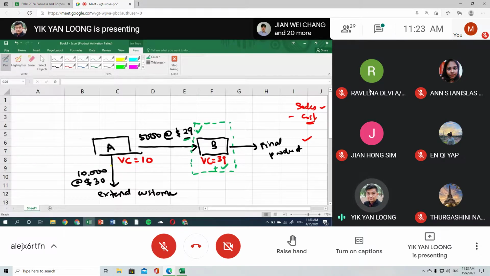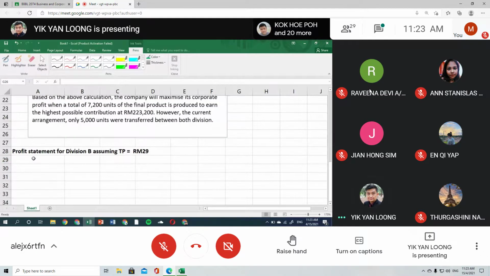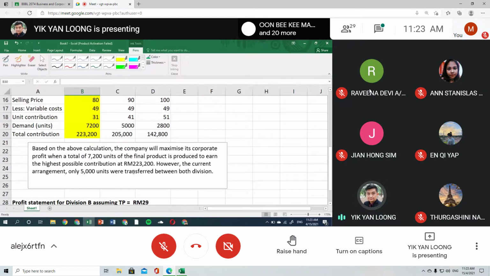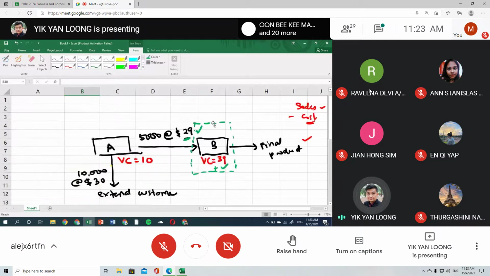Plus 39. All right? So how do we do this then? Same thing, we still need to calculate the sales equal to variable cost. Okay, now how much is the variable cost then? The variable cost here is 29 plus 39.